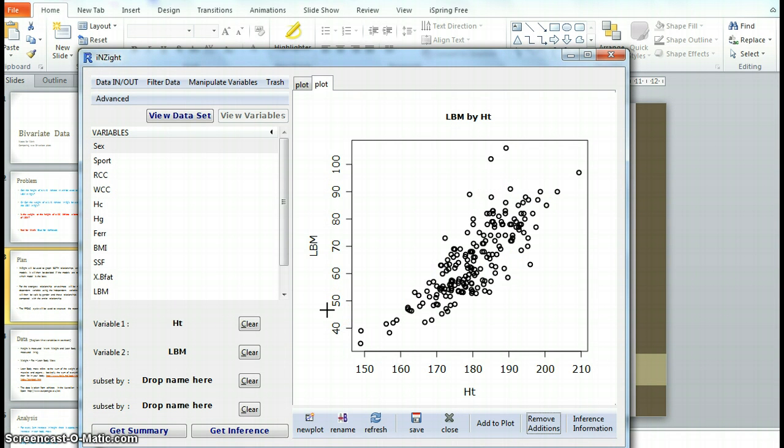Okay, as per usual, you're choosing some variables to make a scatter plot. I've decided that I'm going to use my weight to predict my height.